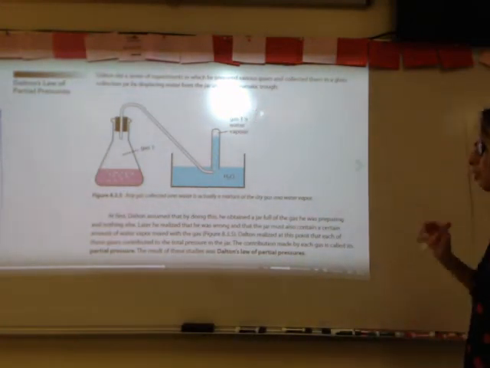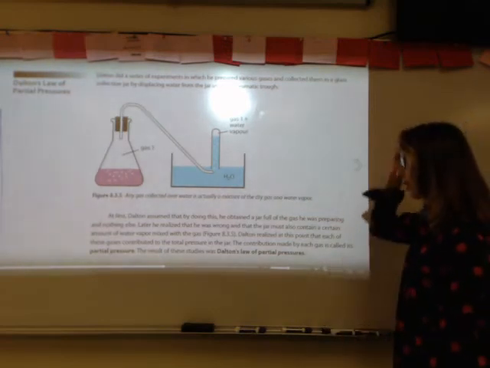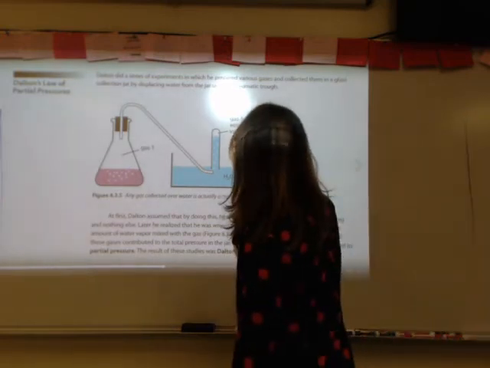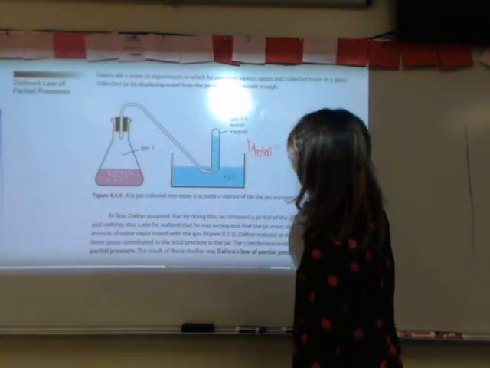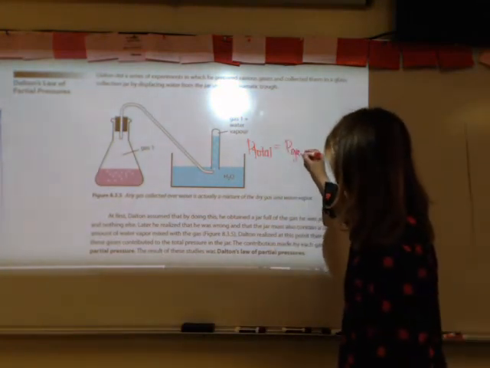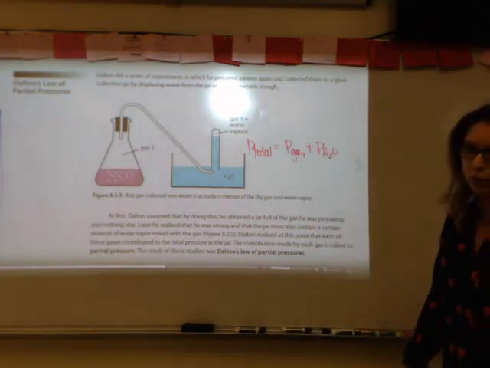Okay, so anytime you're collecting gas over water, it's going to be a mixture of the dry gas and the water vapor itself. So this is represented by the total pressure is going to be equal to the pressure of gas number 1 that you're collecting plus the vapor pressure of water.